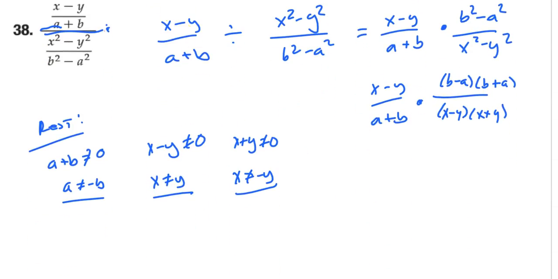Anyway, once we got that out of the way, let's just do our favorite part. b plus a and a plus b, remember you're adding, so it's the exact same thing. x minus y, gone. You're left with b minus a, x plus y. And we are done.